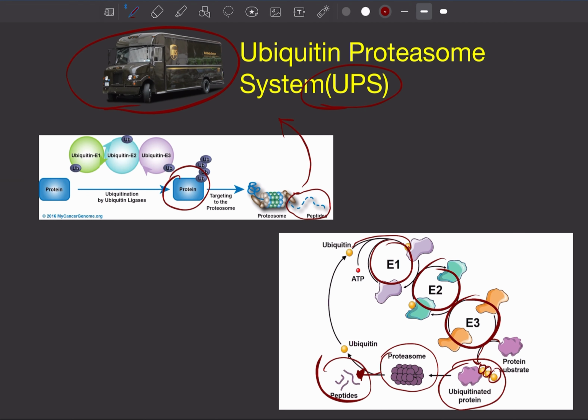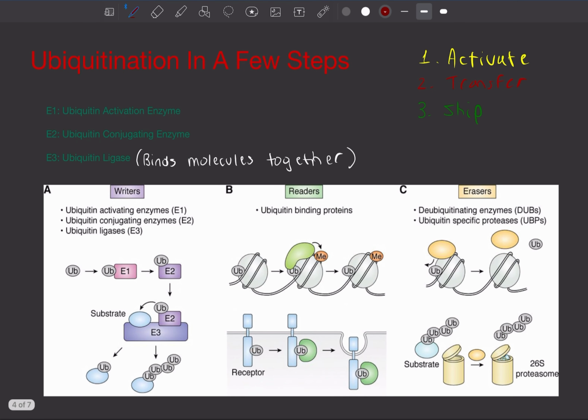All right, so now let's go into more specifics. I wasn't going to stop there for you guys. I want to keep this very simple for everyone, not too in depth, but let's go into the E1, E2, and E3. So ubiquitination is what it's called. It's in 3 steps. Simply: activate, transfer, ship, ATS. Just remember that. E1 is responsible for activating the ubiquitin.